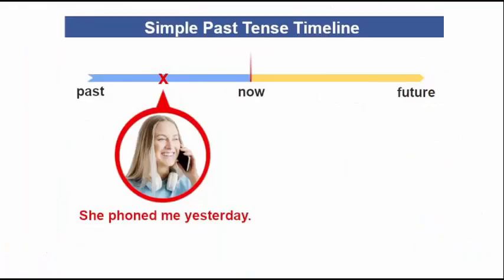Let's move to the usage of the verb. The verbs I showed you now, are they happening now? No. Are they happening in the future? No. So they happened in the past. That's why our tense today is called the past simple tense. For example, she phoned me yesterday. Where is the verb here? Yes, phoned. And we added ed here. So is it regular or irregular? Yes, it's regular.